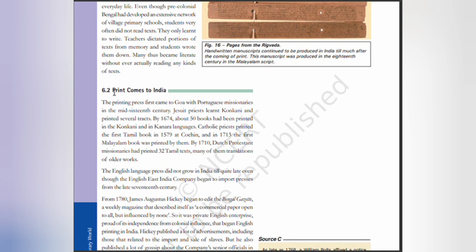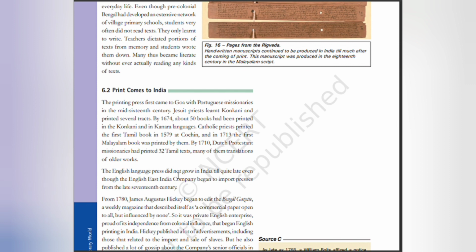Print comes to India. The printing press first came to Goa with Portuguese missionaries in the mid 16th century. Jesuit priests learned Konkani and printed several tracts. By 1674, about 50 books had been printed in the Konkani and the Kannada language. Catholic priests printed the first Tamil book in 1579 at Cochin, and in 1713 the first Malayalam book was printed by them. By 1710, Dutch Protestant missionaries had printed 32 Tamil texts, many of them translations of older works.